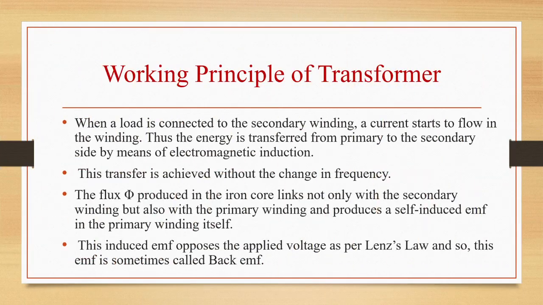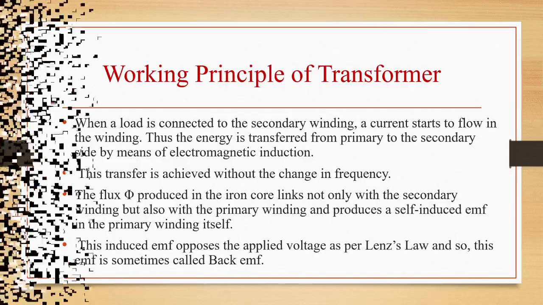So when a load is connected to the secondary winding, current starts to flow in the secondary winding also. So energy is transferred from primary to the secondary winding by means of electromagnetic induction, and this transfer is achieved without the change in the frequency. Flux phi, which is produced in the iron core, links not only with the secondary winding but also with the primary winding, and it will produce a self-induced EMF in the primary winding itself. So this induced EMF will oppose the applied voltage as per Lenz's law, and so this EMF is sometimes called back EMF.